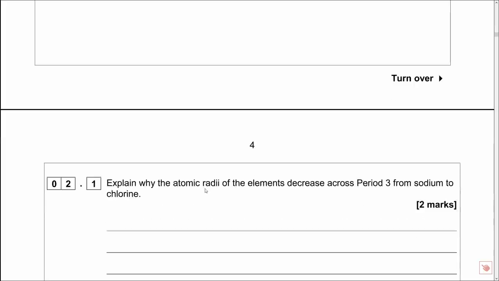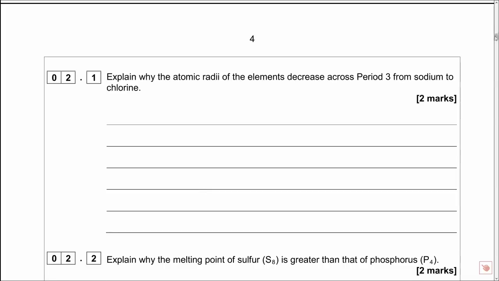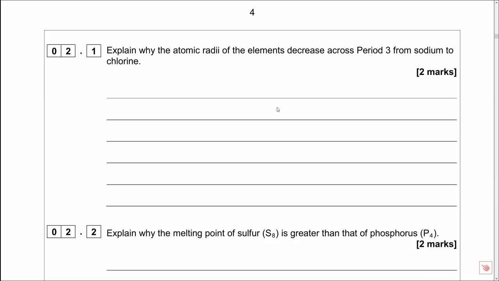Next question, so we're on to question 2. I have no idea how many questions there are. Judging by that, there's quite a few. Explain why the atomic radii of the elements decreases across period 3 from sodium to chlorine. Another year 1 question, so it seems to be following this pattern. I've not ever done this paper or looked at this paper before, so this is the first time, so it seems to be following a pattern of year 1, then progressing toward year 2.